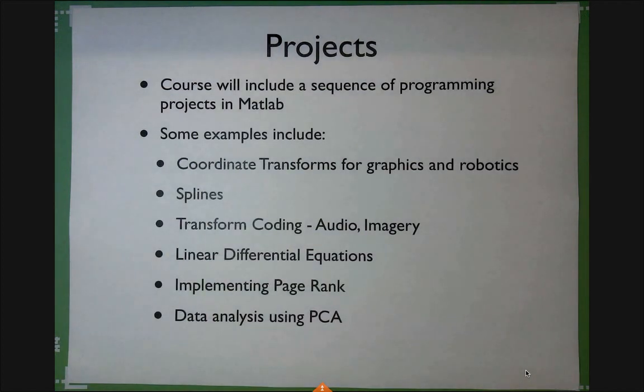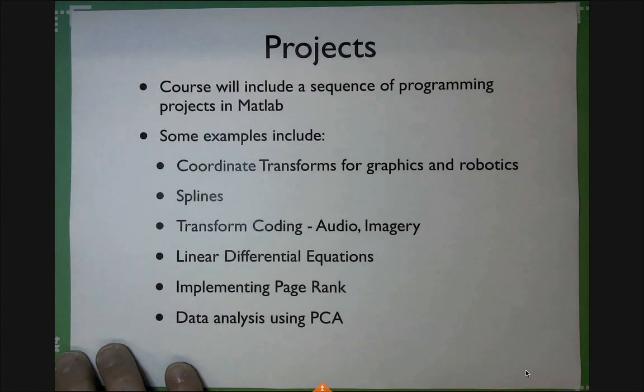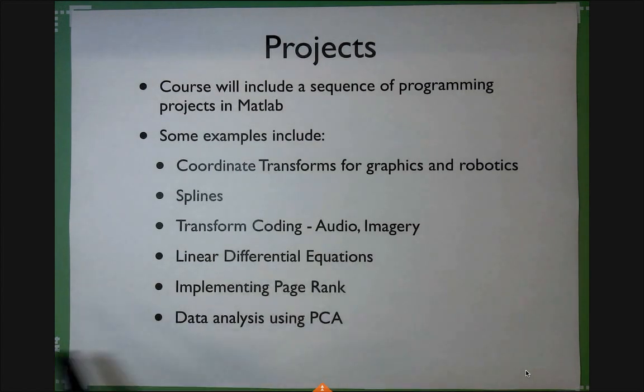Splines, as I talked about before: how do you get nice smooth curves from non-smooth discrete input? Very useful in computer graphics, but also in other areas. The transform coding, the JPEG, MPEG. We will not do a full JPEG or MPEG, but we will essentially go through the main idea, discrete cosine transformation.